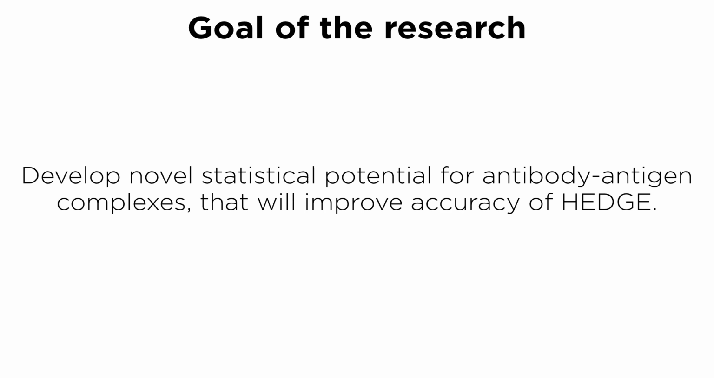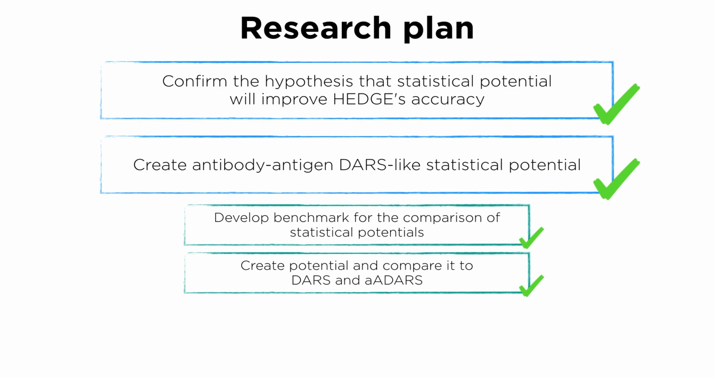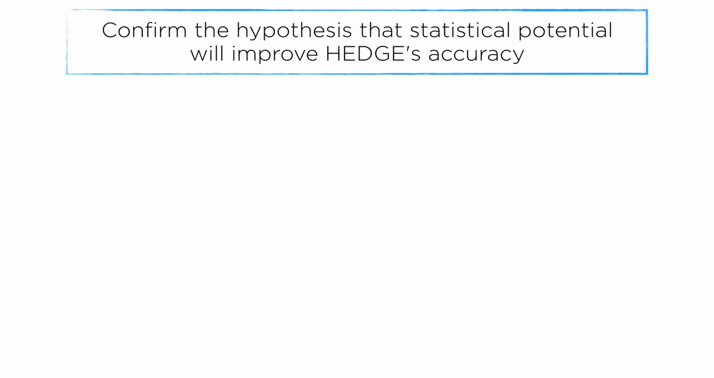The goal of my research was to develop a novel statistical potential for antibody-antigen complexes that will improve the accuracy of Hedge. The research plan looked as follows. First, we needed to confirm the hypothesis that a statistical potential will improve Hedge's accuracy. Second, we needed to create an antibody-antigen DARS-like statistical potential. Subtasks for this were the development of a benchmark for comparison of statistical potentials and creation of the potential itself. The last task, which hasn't been finished yet, is to add accounting for distances between atoms into the developed statistical potential.